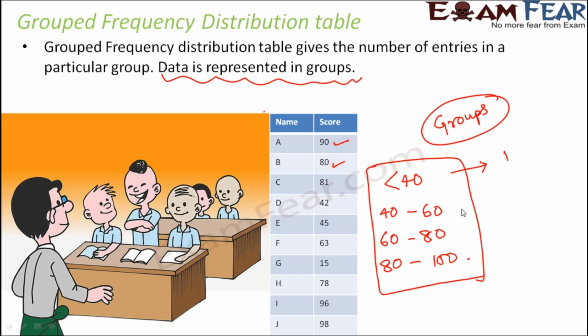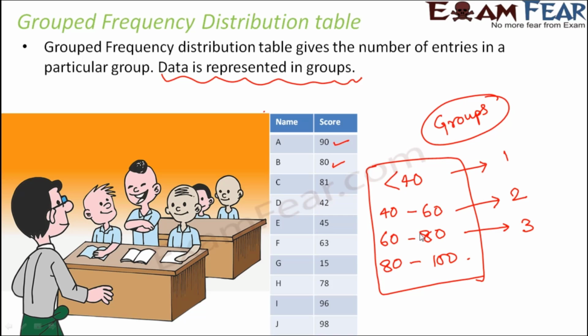Maybe 1. How many scored between 40 and 60? Maybe 2. How many scored between 60 and 80? Maybe 3. So now you have frequency for each group. So even though a particular entry did not get repeated over and again, what did we do? We created a group. So we said, okay, maybe only one student scored 42.